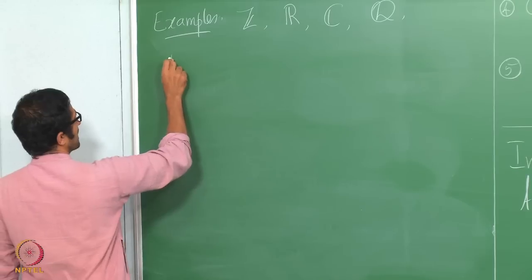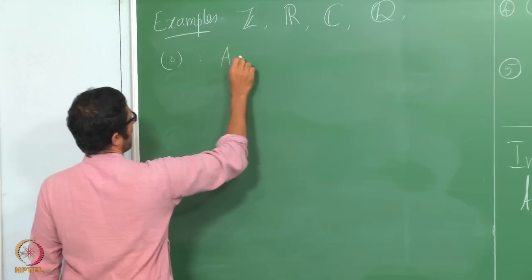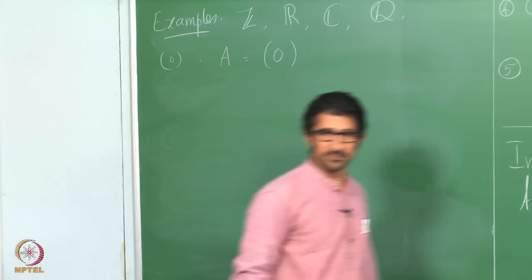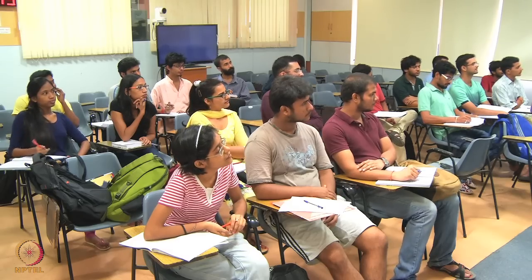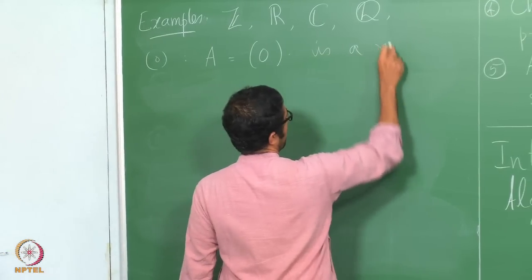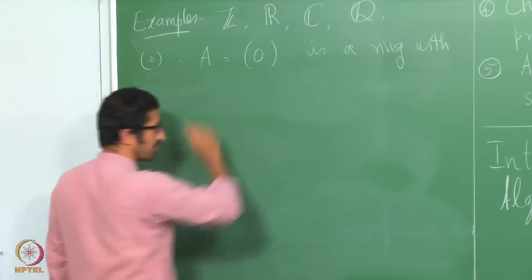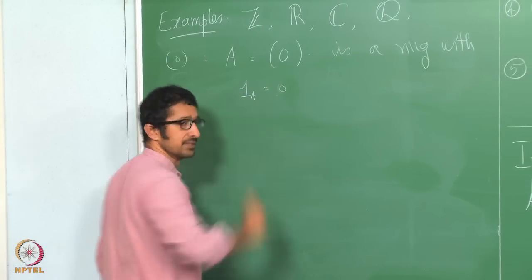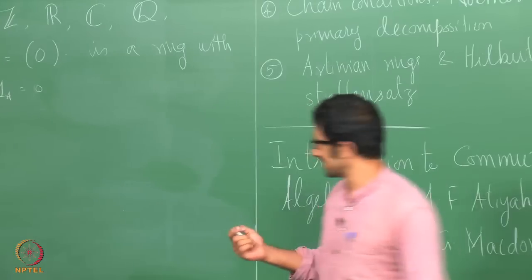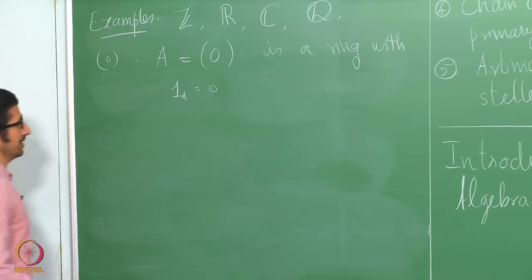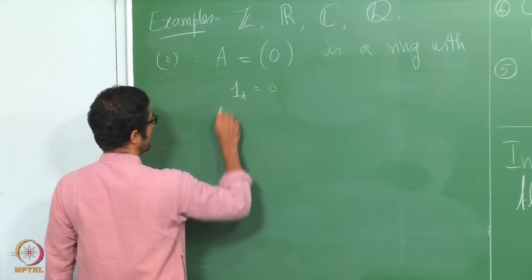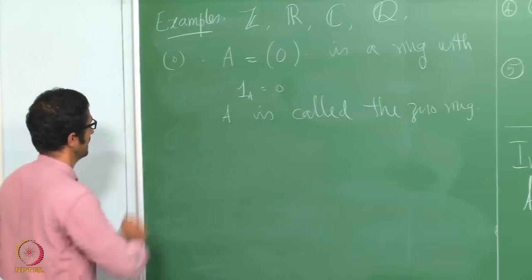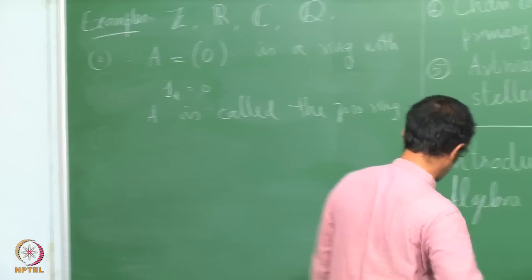So, we should always start with the 0th example. What should be the 0th example? Simply 0. This is a ring. This also is a commutative ring with multiplicative identity where 1_A is equal to 0 itself. And this we will denote by the 0 ring. A is called the 0 ring. Okay. So, these are all standard examples that you must have seen.